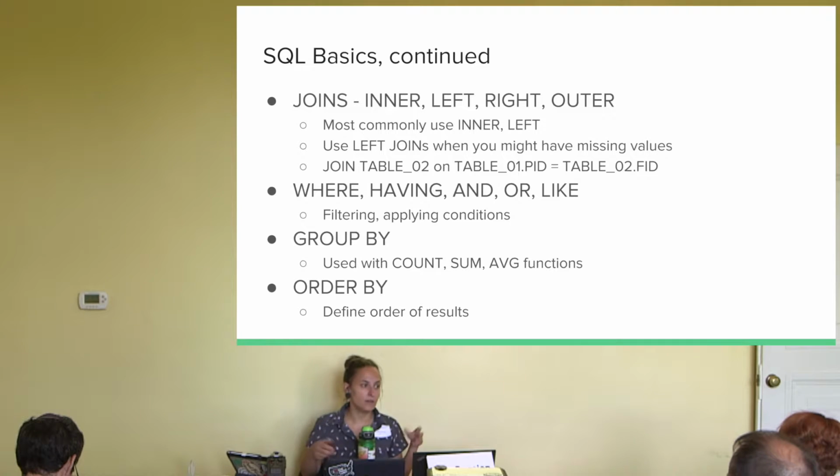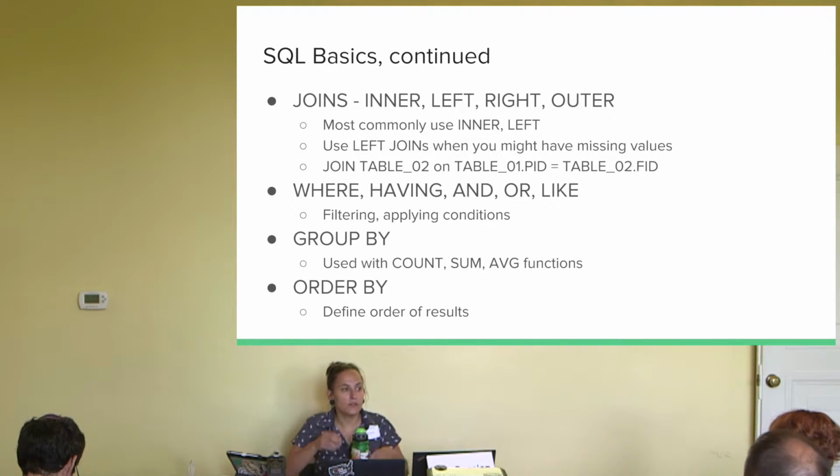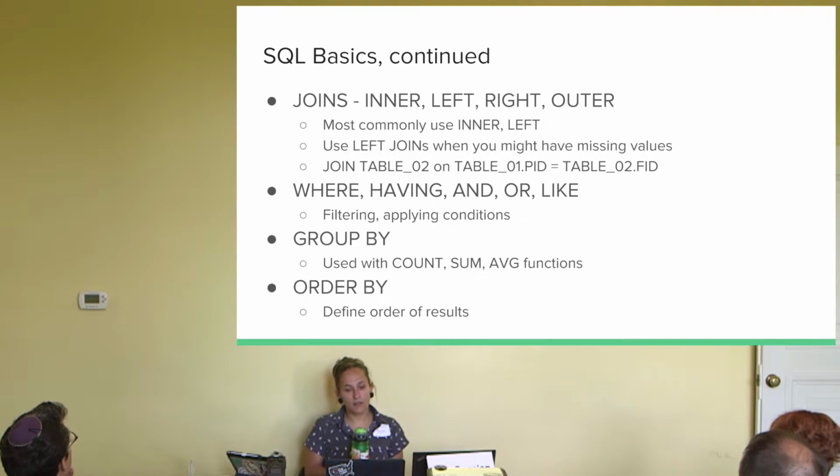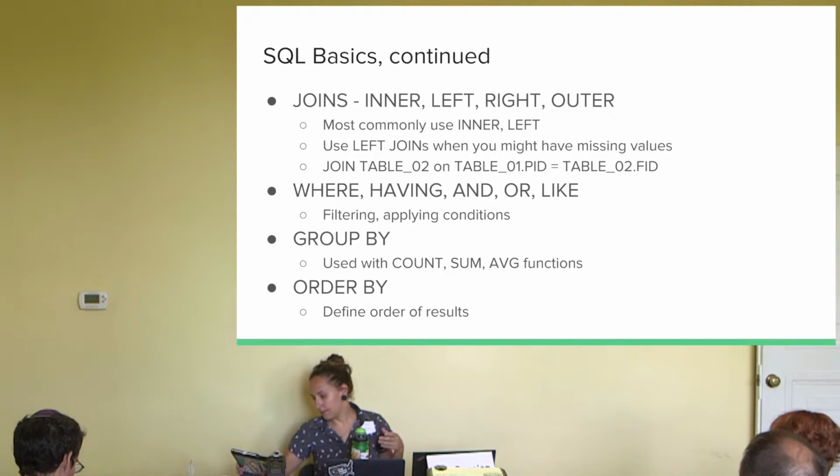Most of the time you're going to want to select columns from more than one table. That's kind of the benefit of the relational database. And you do that by joining tables through join syntax. And there are four major types of joins: inner, left, right, and outer. Most commonly, you're going to use the inner join and the left join.